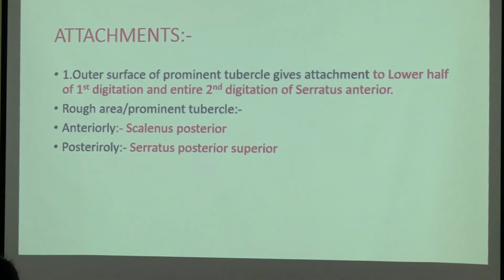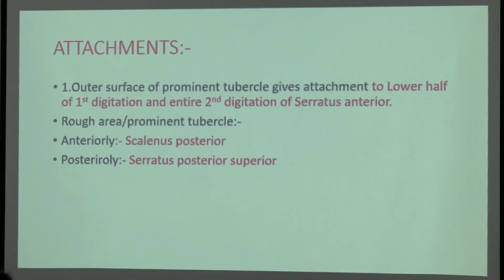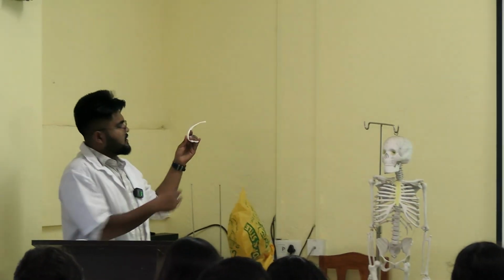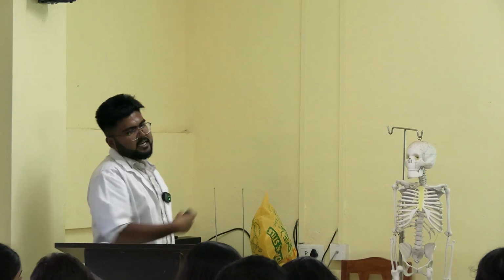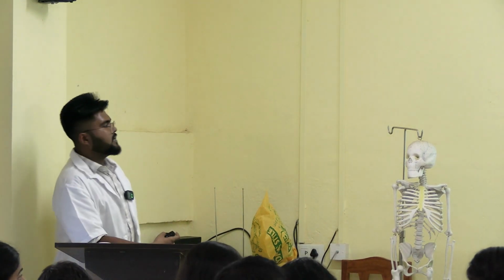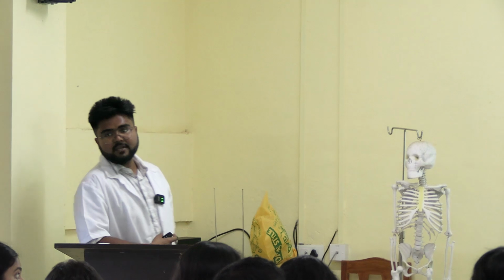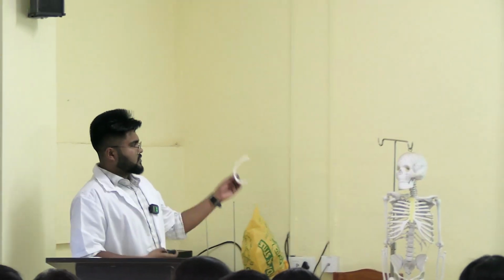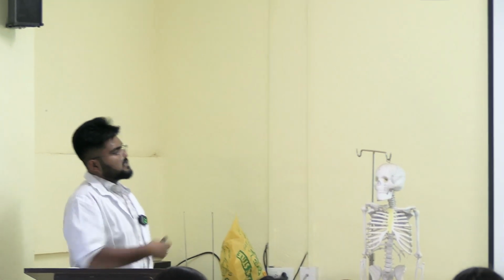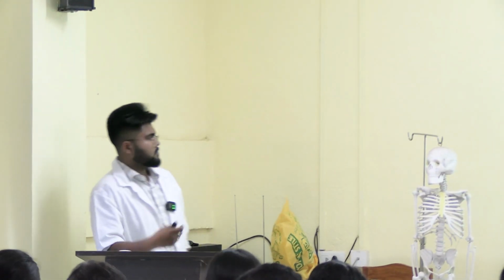And behind the prominent tubercle or rough area, you can see a ridge-like structure is present. Here anteriorly your Scalenus posterior muscle is attached. The Scalenus anterior, medius, posterior are mainly your neck muscles, and posteriorly Serratus posterior superior muscle is attached. This is mainly the back muscle.